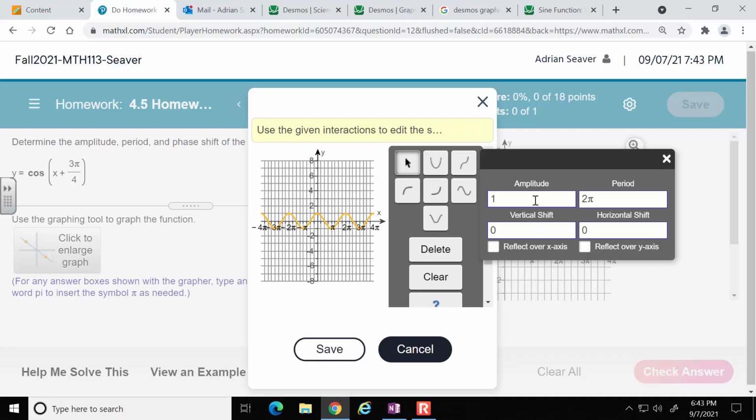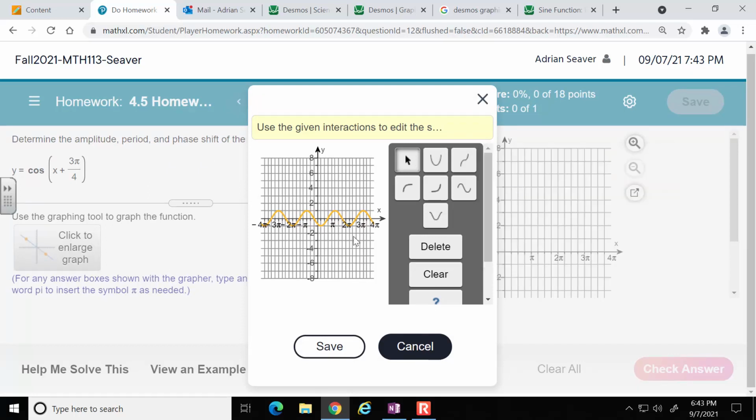And then all I really have to do is come in here and say, all right, my amplitude is 1, my period is 2 pi, so we said that was 2 pi. We don't have a vertical shift. We do have a horizontal shift. We said that was negative 3 pi divided by 4. Okay, now it's not negative on the outside, so I don't have to reflect it over any axis, all right?